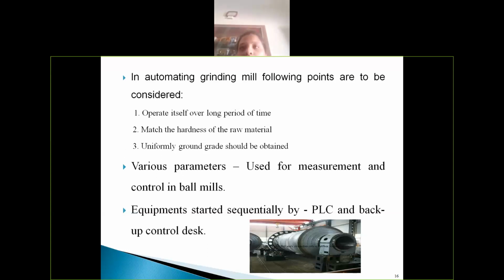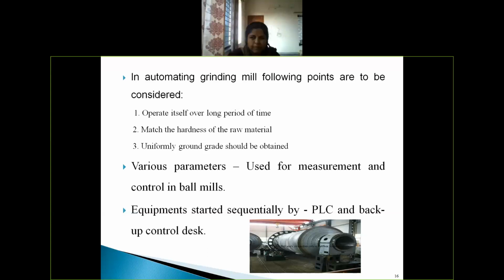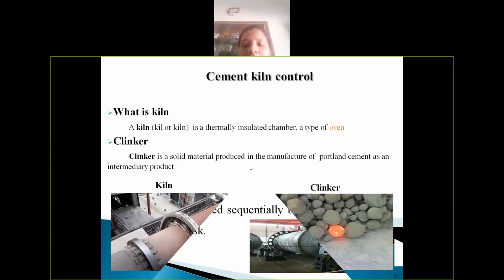Here the raw material equipment is all programmed by PLC as well as a backup control desk. Required operations are programmed by ladder rung from starting to stopping, and sequential control is done by PLC. The object is to achieve maximum output of production with required composition and fineness. And next will be continued by Kishore.